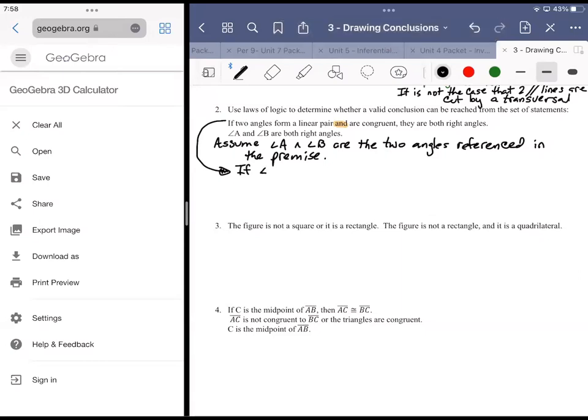angle A and angle B form a linear pair, and angle A is congruent to angle B, then I'll put the then in the second line. Angle A and angle B are right angles.